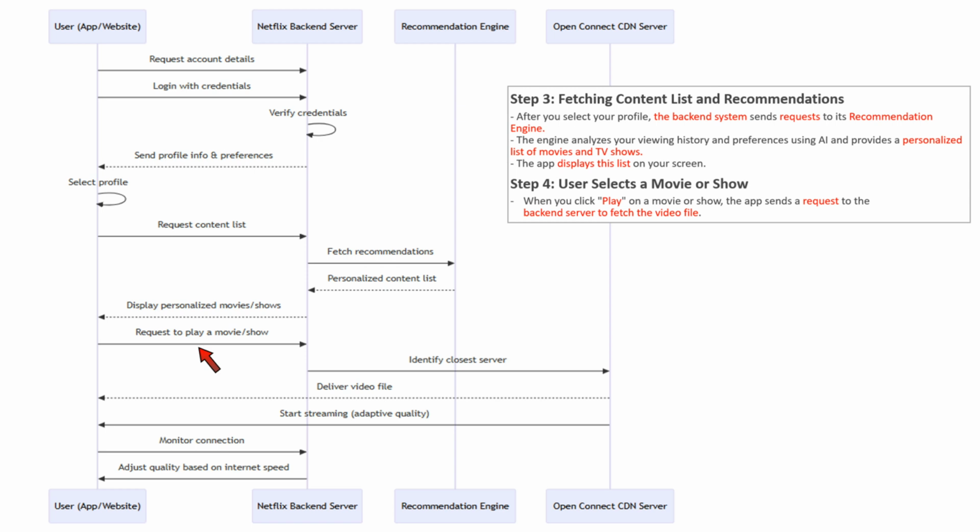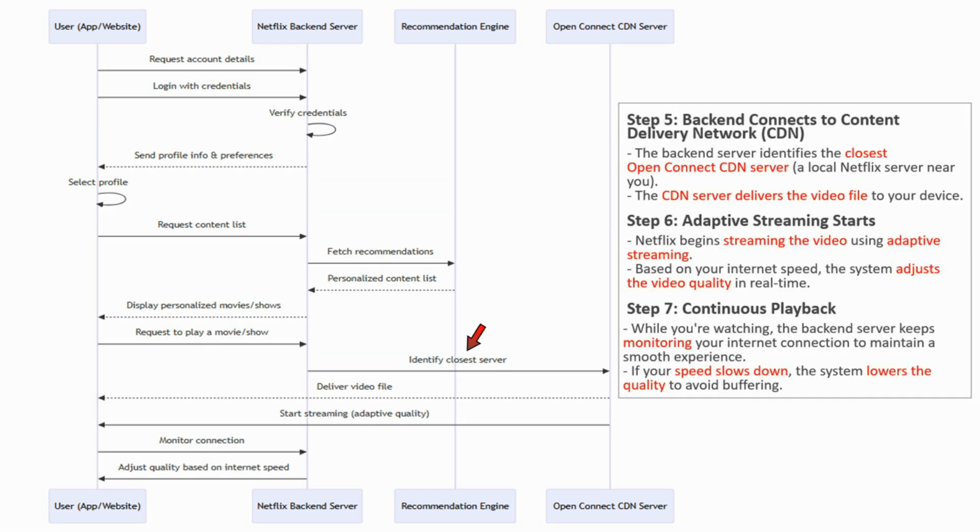Step 4 is when you click on play on the movie or show, the app sends a request to the backend server to fetch the video file. Step 5 is the backend server identifies the closest Open Connect CDN server, which is nothing but a local Netflix server near you. Then the CDN server delivers the video file to your device.